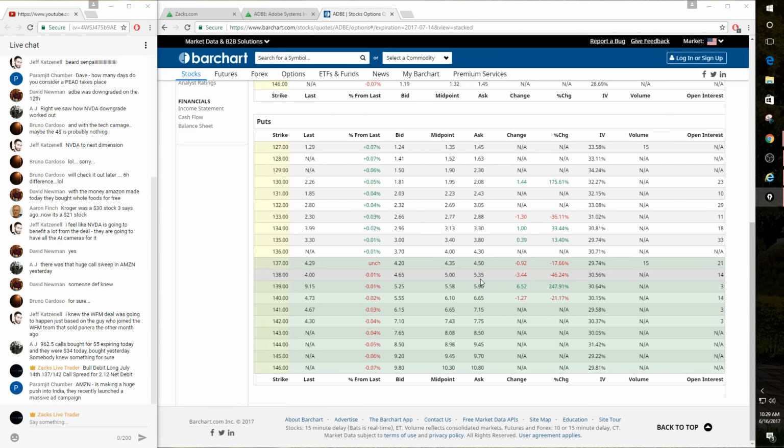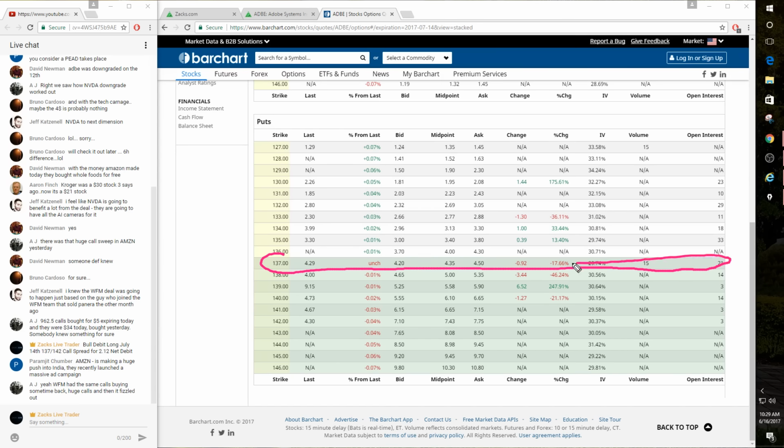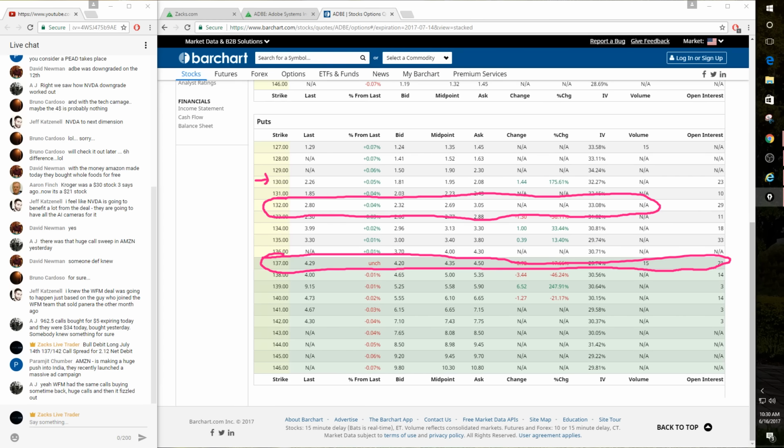Okay. Now on the put side. 137s. And we said the market said 130. And I kind of agree, but even just on the technicals, I saw that 131 wouldn't be a problem. But a little bit more on the conservative side, 132.